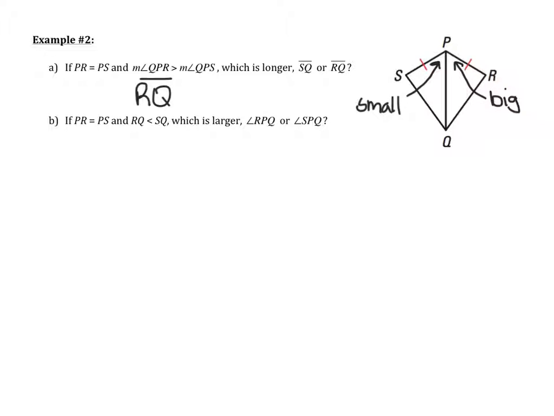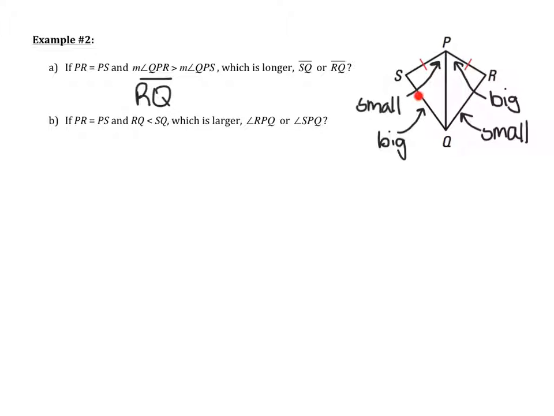Moving on to part B. If PR is equal to PS, just like we started in the last problem, and RQ is less than SQ. So let's mark that in the diagram. So again, RQ is smaller than SQ, which is larger. Which is larger, angle RPQ, which is this angle right here, or angle SPQ, which is this angle right here?